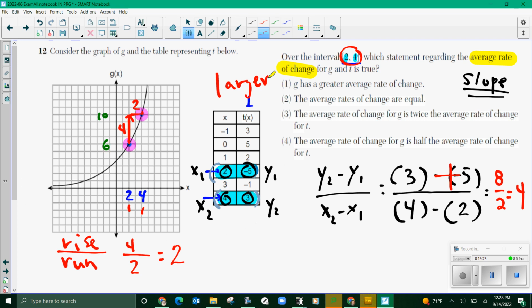So G, option 1, has a greater rate of change or slope. No. The average rates of change are equal. No. 2 does not equal 4. The average rate of change for G is twice the average rate of change for T. No, it's the other way around. It's half. It's not twice. So the average rate of change of G is half. There you go. 2 for G is half of 4 for my T. It's nice to get an Algebra 1 problem.